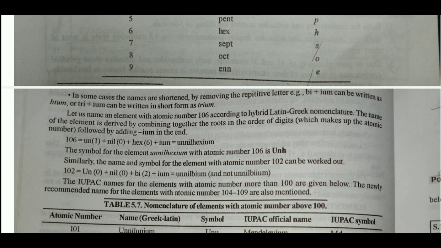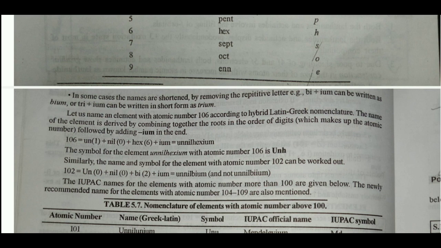The name of the element is derived by combining together the roots in the order of the digits which make up the atomic number, followed by adding IUM in the end. 106 is equal to UN plus NIL plus HEX plus IUM, that is Unnilhexium. The symbol for the element Unnilhexium with atomic number 106 is Unh. Similarly, the name and symbol for the element with atomic number 102 can be worked out. 102 is equal to UN plus NIL plus BI plus IUM, that is Unnilbium or Unnilbiium.